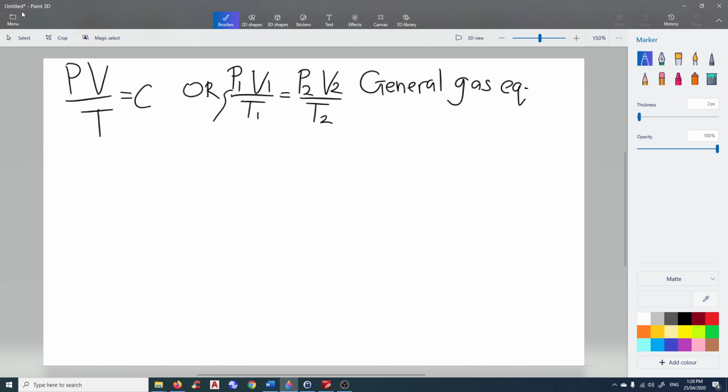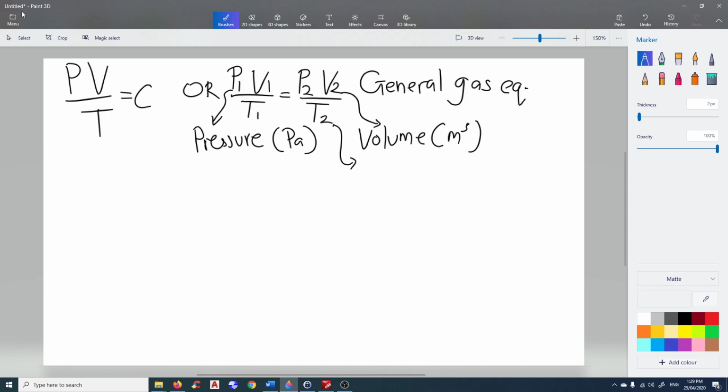The P here stands for pressure, and the unit is Pascal. The V here stands for volume. The unit is cubic meter. And the T here stands for temperature. Now, in the gas equation, we use absolute temperature, so we will use Kelvin.